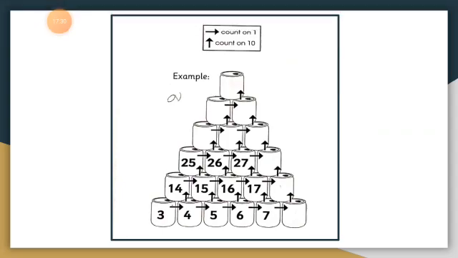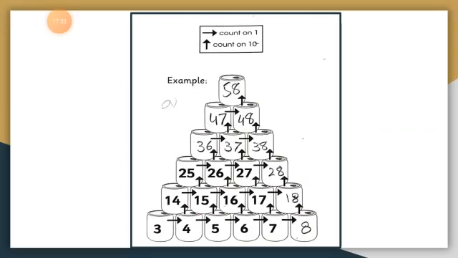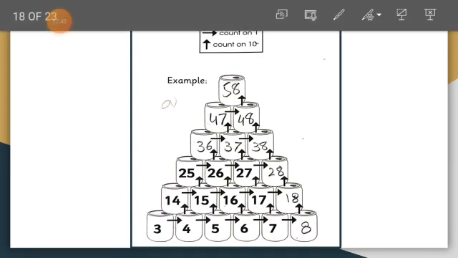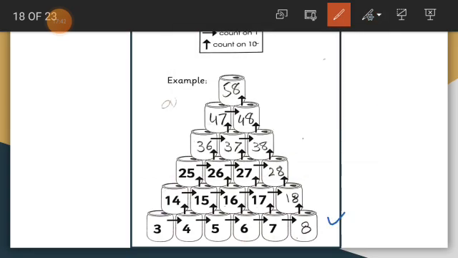I have erased my rough work. See, this is the final look of your pyramid. It's the solved one. 8, then 18, then we add 10, 28, again add 10, 38, again add 10, 48, again add 10, 58. Here we first add 10 to 26, 36 will come, add 1, 37 will come, and the next is 38. Now to 37 we add 10, 47 will come, and the next is 48. This is how we solve the pyramid.